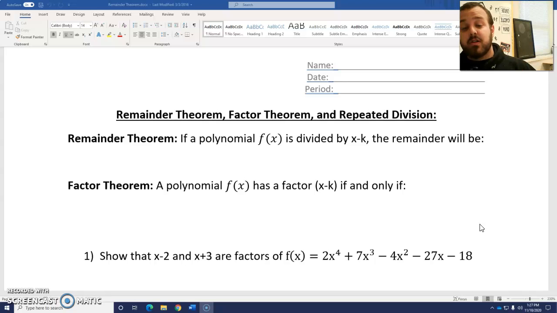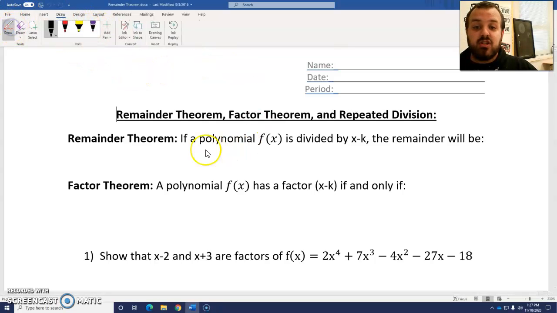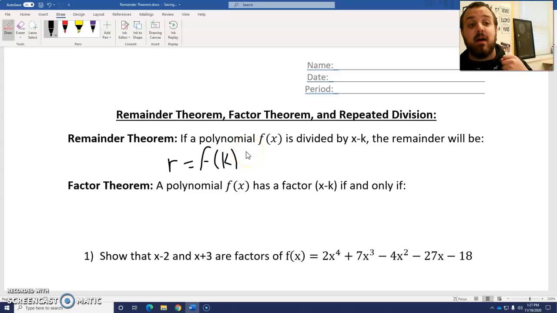So the remainder theorem is a pretty powerful theorem that if you have a polynomial that you divide by something of the form x minus k. So the things that we've been doing with synthetic division, right? Dividing by these binomials that are x plus a number, x minus a number. The remainder that you're going to get if you do that division is always going to be equal to f of k. Basically, if I plug in the value that I'm dividing by into the function, the output I get will be what the remainder will equal, okay? So I plug it in, whatever I get out, that will be the remainder.